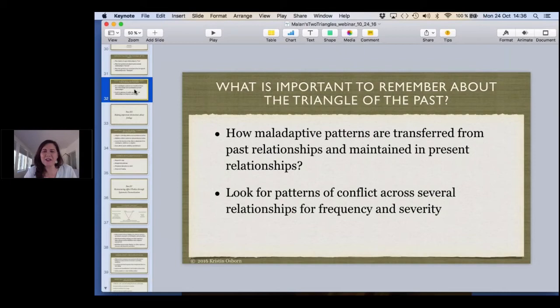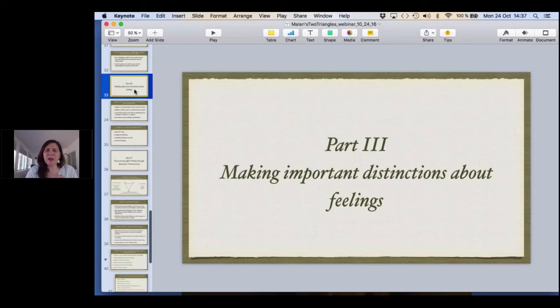So you're really looking for patterns of conflict within relationships and paying attention to frequency and severity, because that's going to tell you how problematic the affect phobia is. Part three is just making important distinctions about feelings.